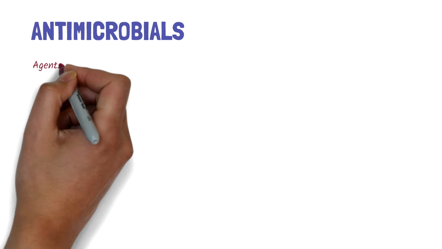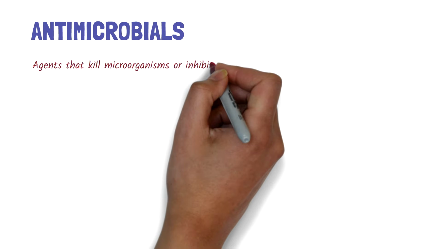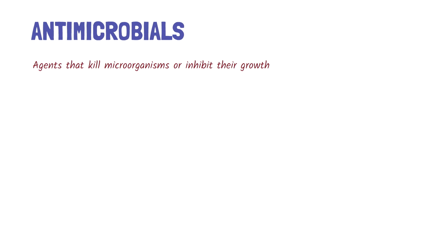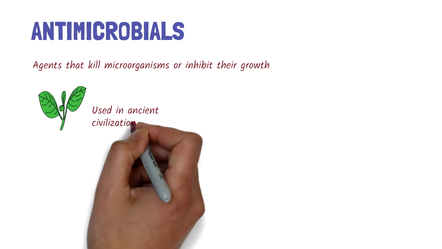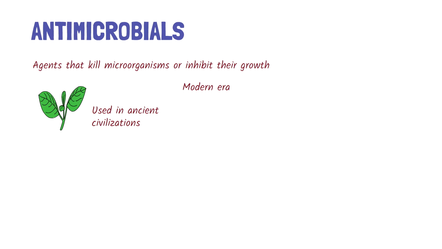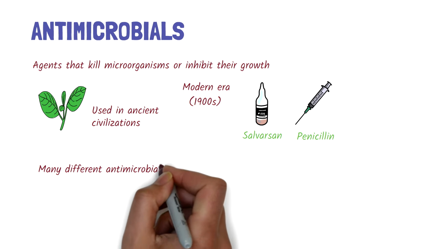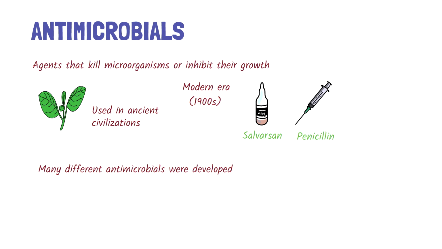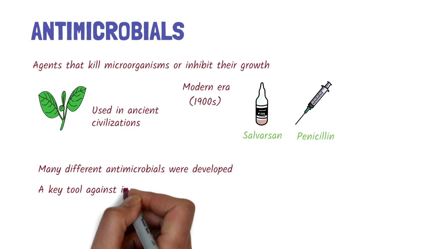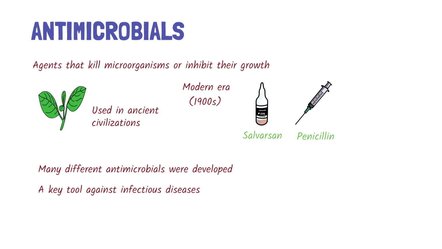Let's start by taking a look at what antimicrobials are. Antimicrobials are agents that kill microorganisms or inhibit their growth. While they've been used in various forms, such as herbal treatments for thousands of years, the modern era of antimicrobials began in the early 1900s with the creation of a compound called salvarsan and the discovery of penicillin. Since then, many different types of antimicrobials were developed, revolutionizing medical practice. They are a key tool in our fight against infectious diseases.